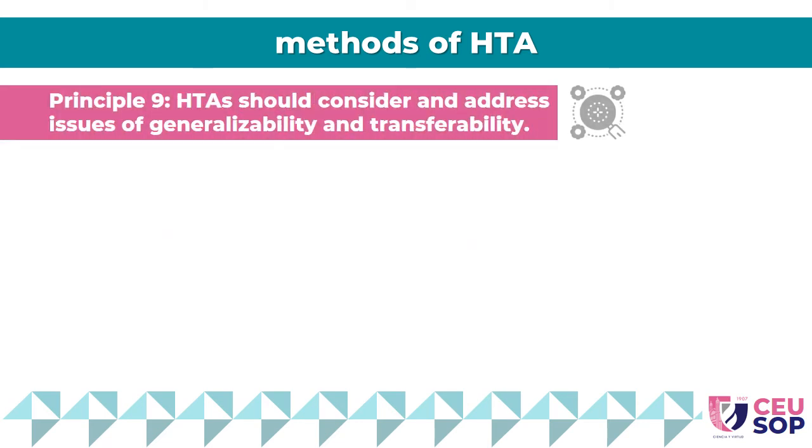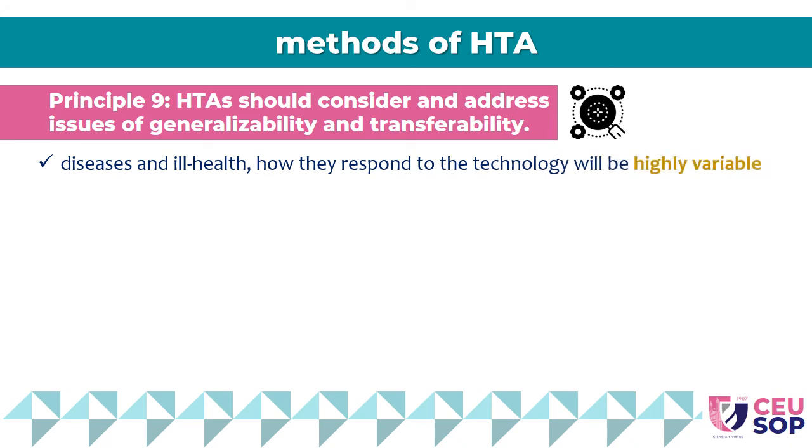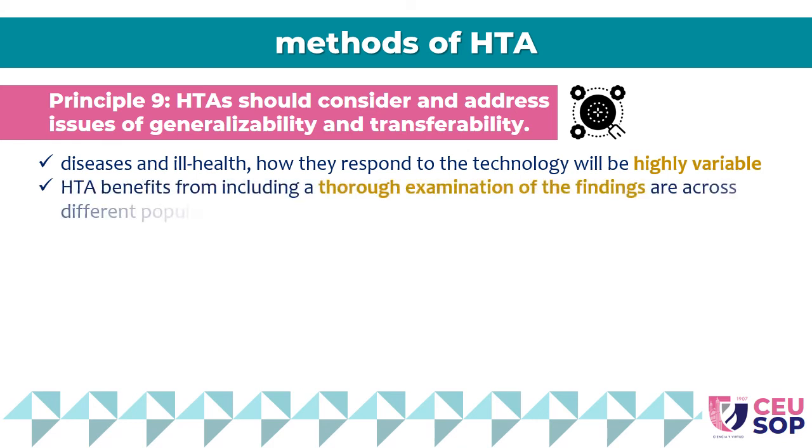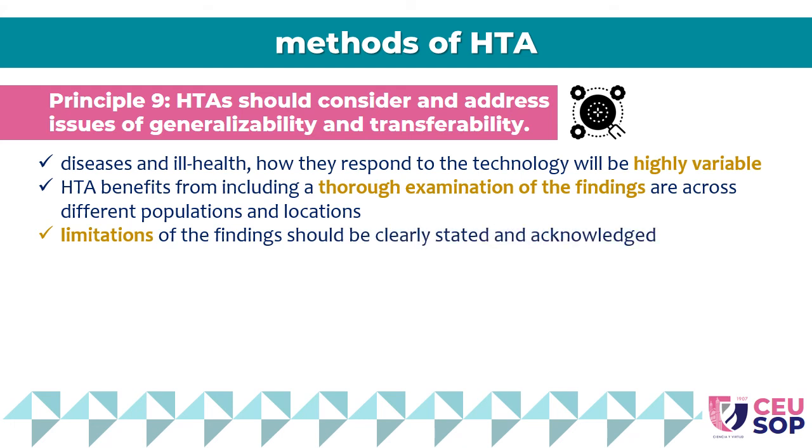Principle 9. HTAs should consider and address issues of generalizability and transferability. Diseases and ill health, how they respond to the technology or healthcare service or good being assessed, will be highly variable from person to person. Consequently, an HTA benefits from including a thorough examination of how transferable and generalizable the findings are, across different populations and locations. Limitations of the findings should be clearly stated and acknowledged.